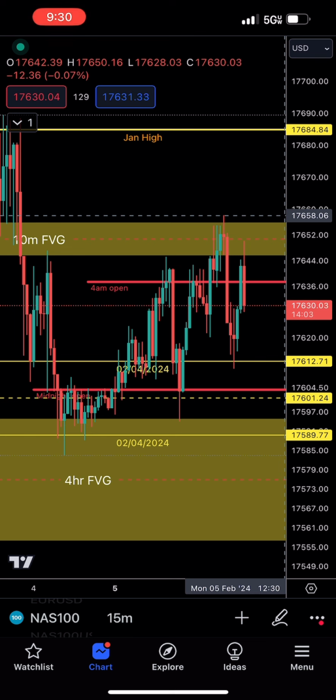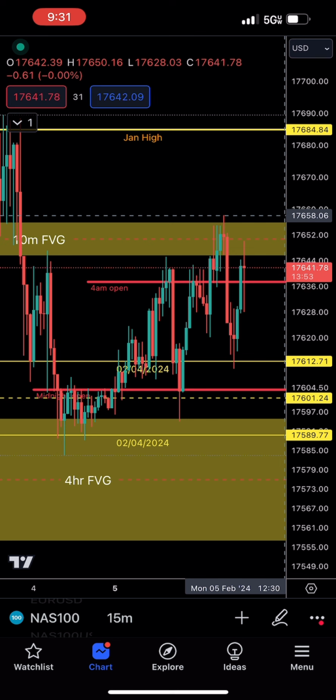As you guys can see right now, the market is having some reactions off of that 10-minute fair value gap. Now think about this: at the 9:30 opening, there's a lot of volatility. So if this fair value gap was going to be blown through, it would have happened already. With that information, that gave me the confidence to say, okay, I'm going to start looking to maybe take a sell into this 4-hour fair value gap.